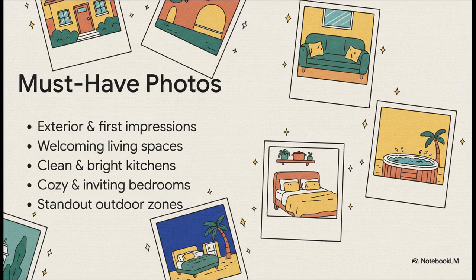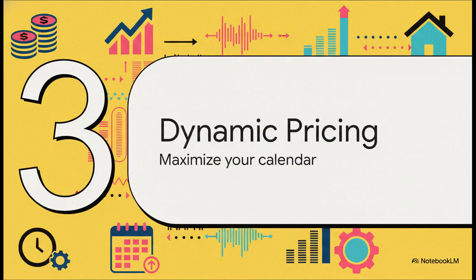The experts say to flood the space with natural light, clear out all the clutter, and purposely highlight your practical amenities. Think hot tubs, fire pits, or a dedicated workspace. These are the visual triggers that make a guest stop scrolling and actually imagine themselves relaxing in your space. And that brings us to Pillar 3, dynamic pricing strategies.